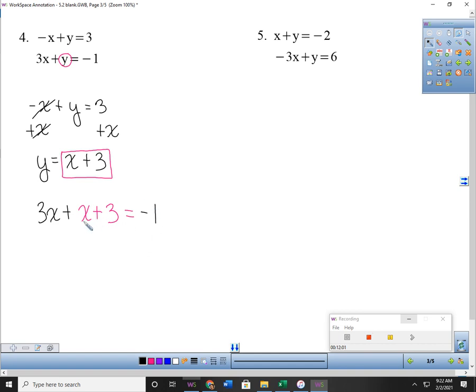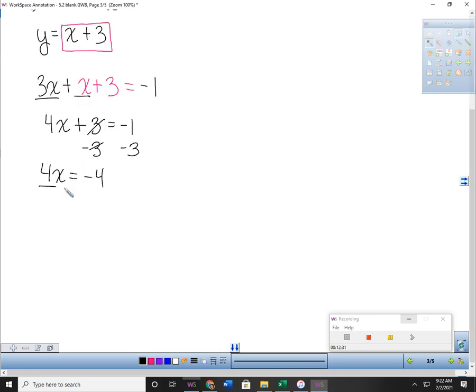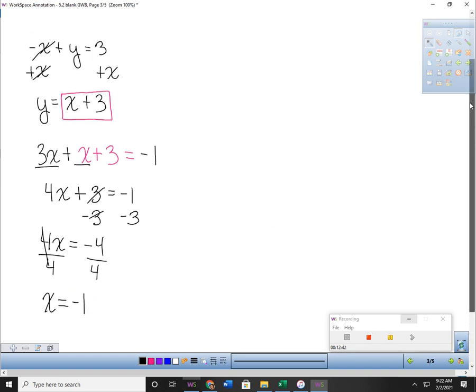All right, so I look on this side. I need to get my x's together. They're on the same side, so I'm just going to combine them. 3x plus a 1x gives me 4x. And then I have the plus 3 equals -1. So I'm going to go ahead and solve for x. I subtract the 3. So I have 4x is equal to -4. Then I'm going to divide by the 4. So x is -1.